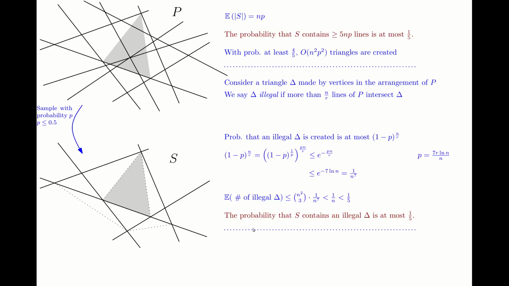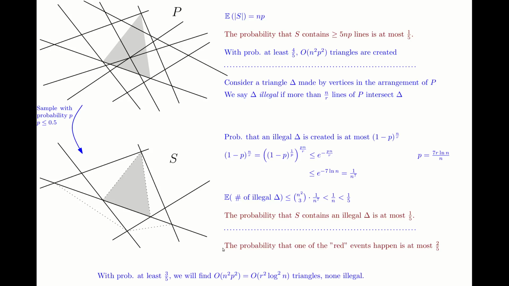So combining these two facts that we know, we can now conclude the proof. The probability that one of the bad events, one of these red events, happens is at most 2 over 5. Therefore, with probability 3 over 5, none of them will happen. In other words, we'll have order n squared times p squared triangles, and we'll have 0 illegal triangles. Note that since p is set to be some constant times r times log n over n, this value works out to be log squared n times r squared, which is a factor of log squared worse than the bound we promised, but is still close enough for many applications.